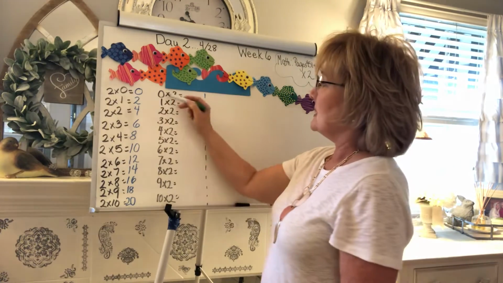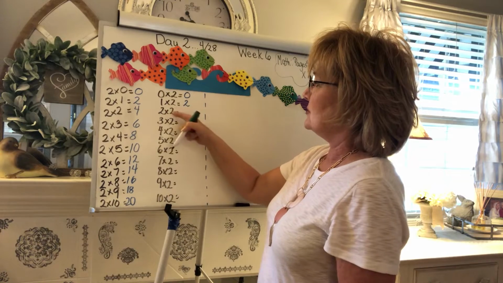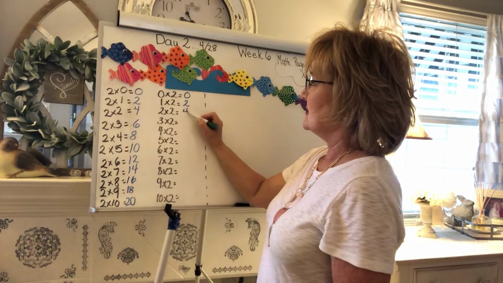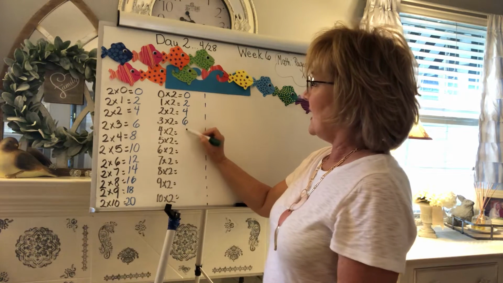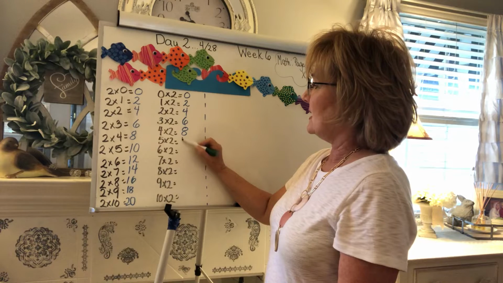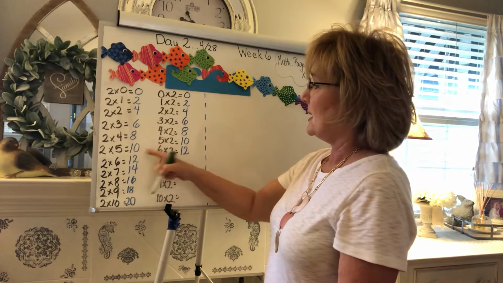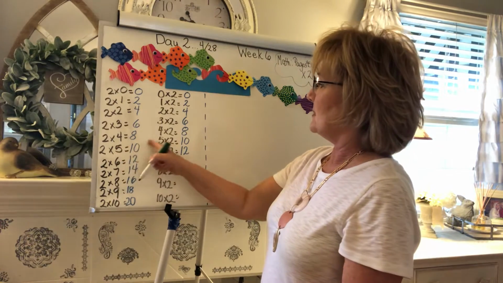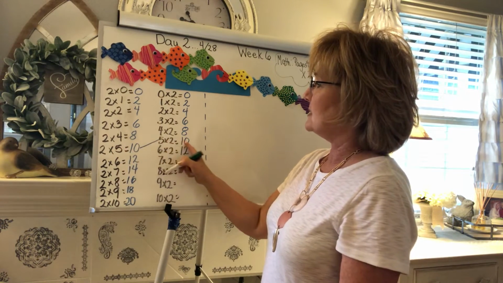So it's the same. 0 twos, 1 two, 2 twos, 3 twos, 2, 4, 6, and so on and so forth. 6, 8, 10, 12, so they match up, right? Whoops, I don't have them going quite correctly, but 2 times 5 is 10, so 5 times 2 is 10.